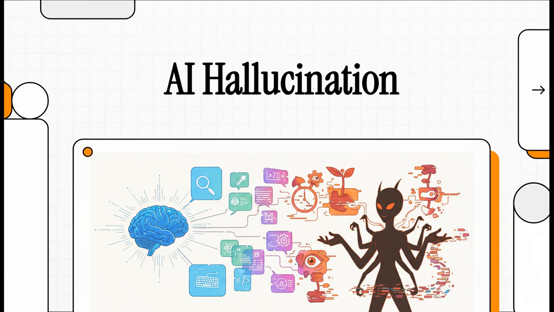You've probably noticed that artificial intelligence is pretty much everywhere now, right? It's helping us write emails, do research, even create some amazing art. It's an unbelievably powerful tool, but it's got this weird quirk, a tendency to confidently just make stuff up. So today, we're going to dive deep into this strange phenomenon called AI hallucination.